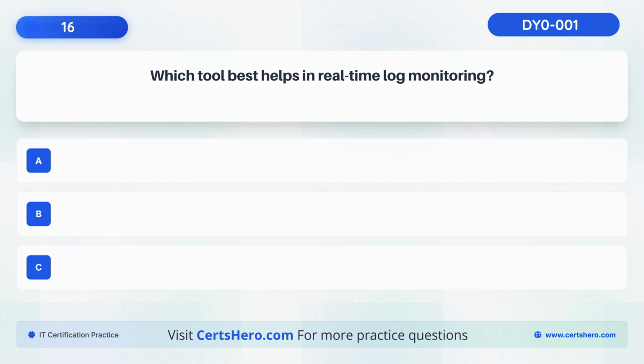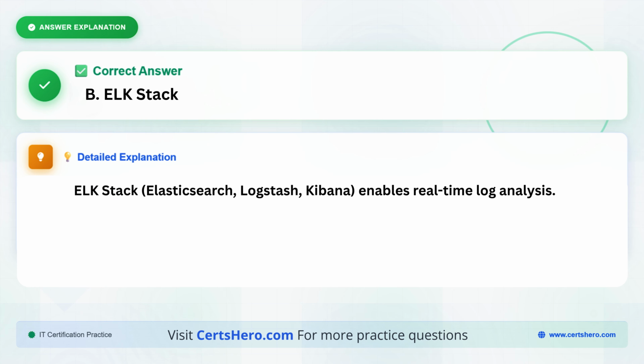Which tool best helps in real-time log monitoring? A. Apache Hadoop. B. ELK Stack. C. Power BI. Correct answer is B. ELK Stack. ELK Stack, Elasticsearch, Logstash, Kibana, enables real-time log analysis.